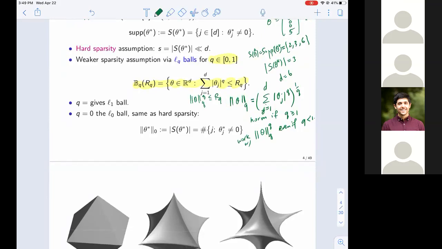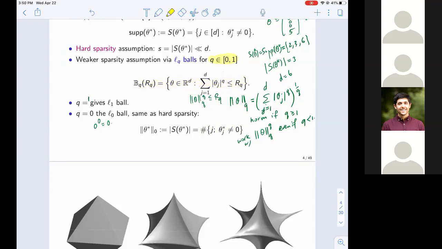The one case of interest, Q equal to 1, is the L1 ball, and we'll see that again. And then you can think of the case where Q is equal to 0. If theta j is non-zero, then something non-zero raised to the power 0 is 1, and if you define 0 to the 0 to be 0, then this definition also works for Q equals 0. It will be equivalent to just counting the number of non-zero elements.